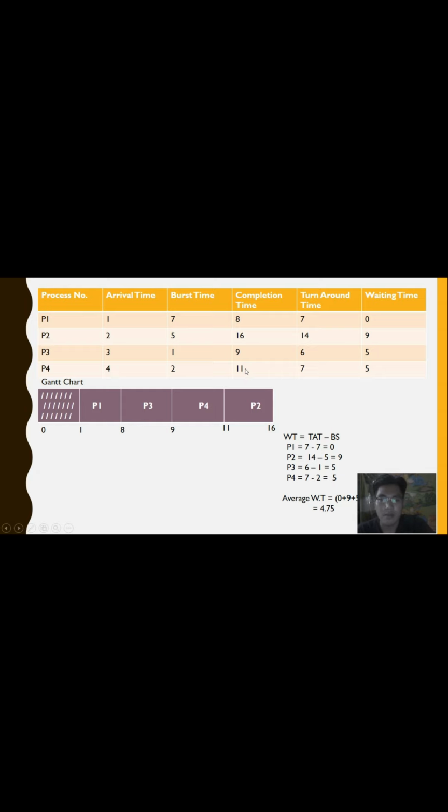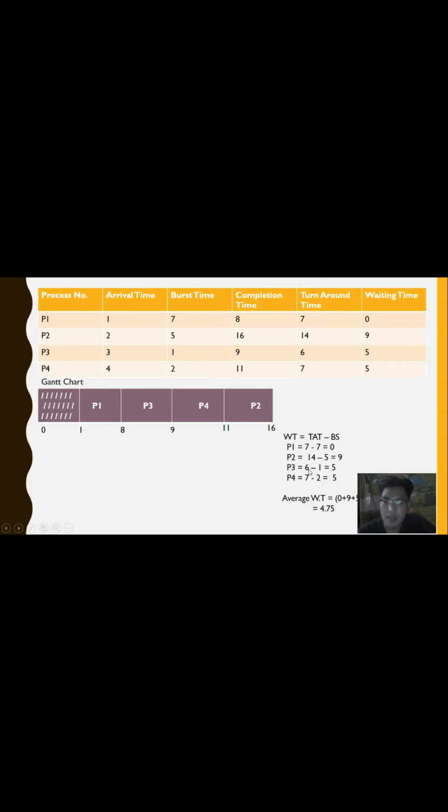Then let's proceed lastly to the waiting time. In order to get the waiting time average, we must use this formula again: turnaround time minus burst time. So P1, turnaround time is 7 minus the burst time 7 is equal to 0. P2, 14 minus the burst time 5 is equal to 9. P3 is equal to 6 minus 1, the burst time, is equal to 5. Then lastly, P4, the turnaround time is 7 minus the burst time 2. It is equal to 5.